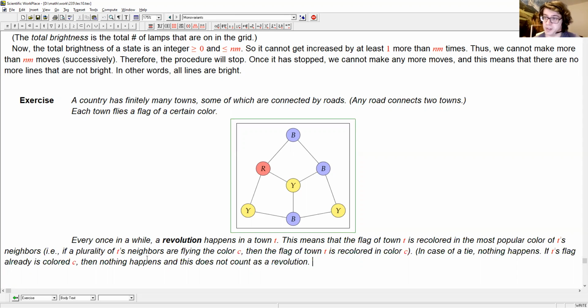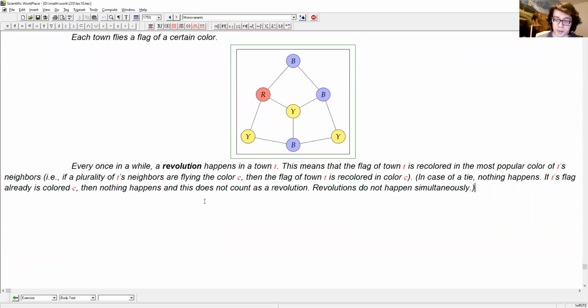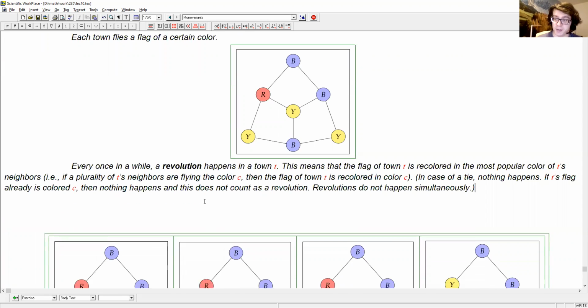And last piece of fine print, revolutions do not happen simultaneously. This is important. If you allowed them to happen simultaneously, you would have a different problem in front of you with a different answer. So let me illustrate this by a sequence of revolutions.